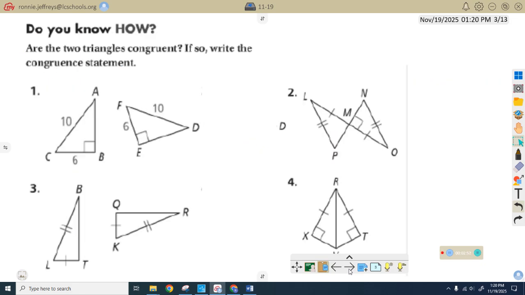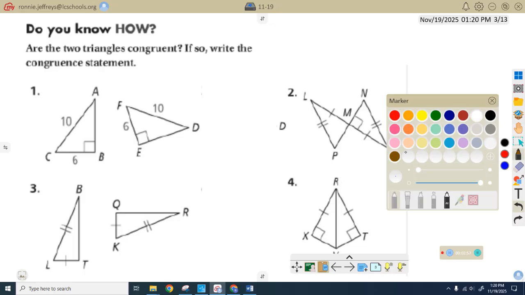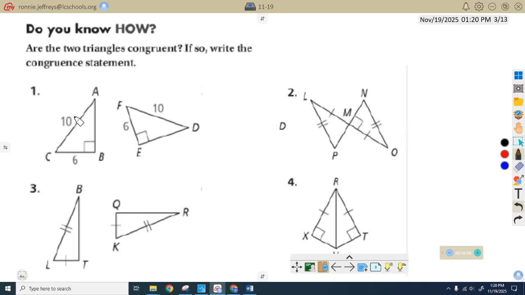So, let's look at these. We're asked if the 2 triangles are congruent. If so, write the congruence statement. Well, this hypotenuse is 10. This one's 10. Those are congruent. This is 6 and this is 6. Those are congruent. That means that triangle ABC is congruent to triangle DEF.